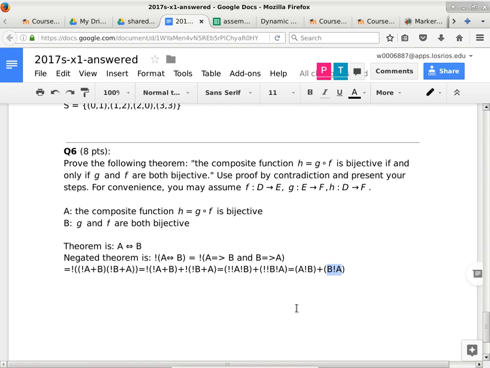Is that okay? How many people got to this point? Just negating the theorem itself and breaking it down to the components and going, okay, we have two cases to deal with. A few people? Okay, very good. Oh, question, okay.